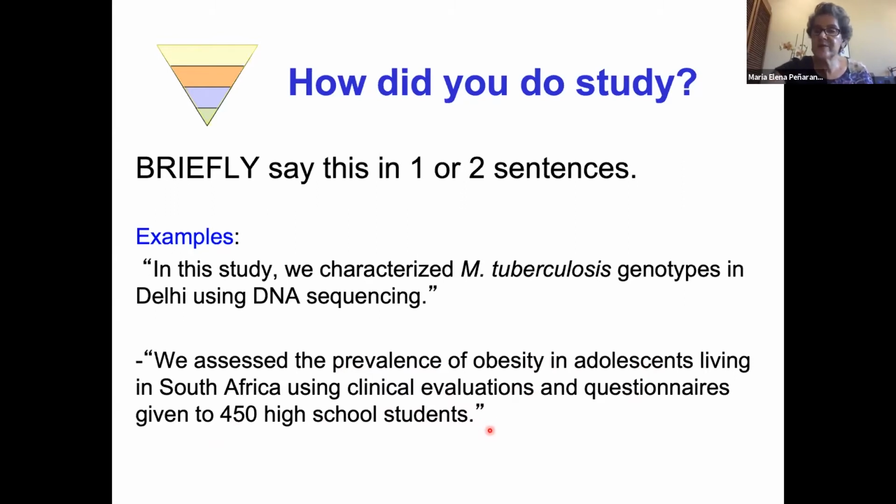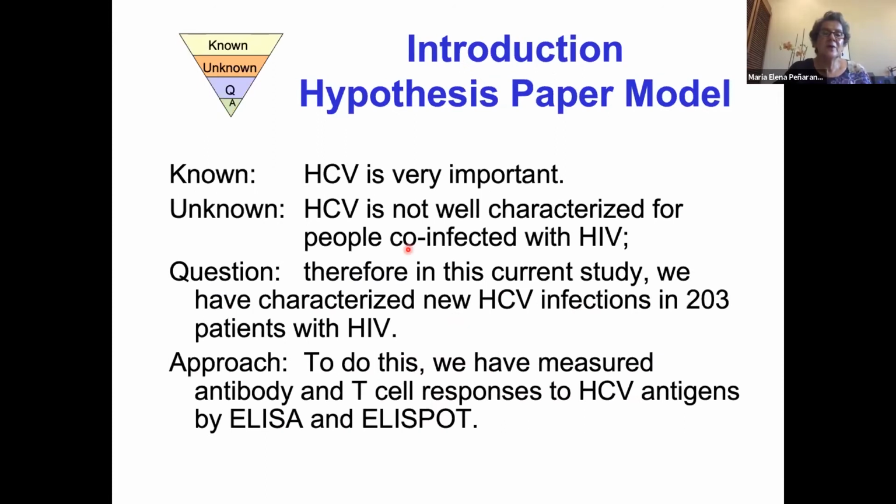Sorry, we're not writing a proposal, we're writing... sorry, I get confused. So when you have a hypothesis paper, you present what's known. So here, the pyramid again, what it is, the unknown.